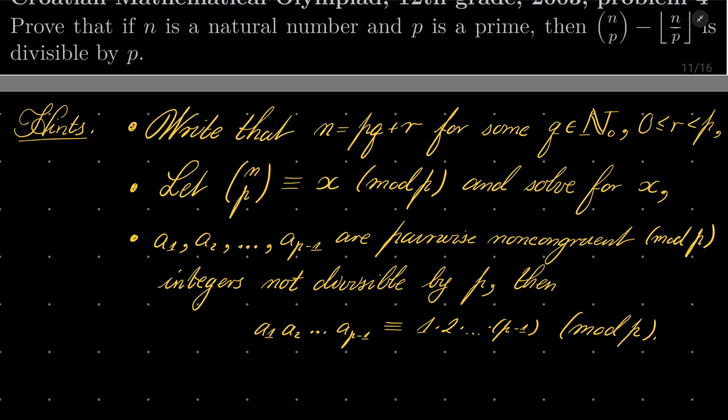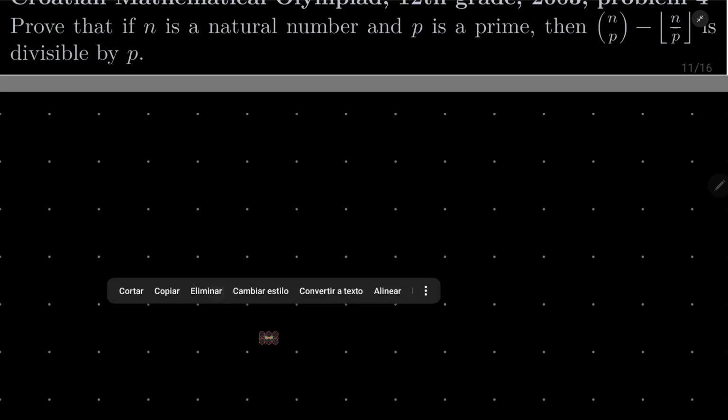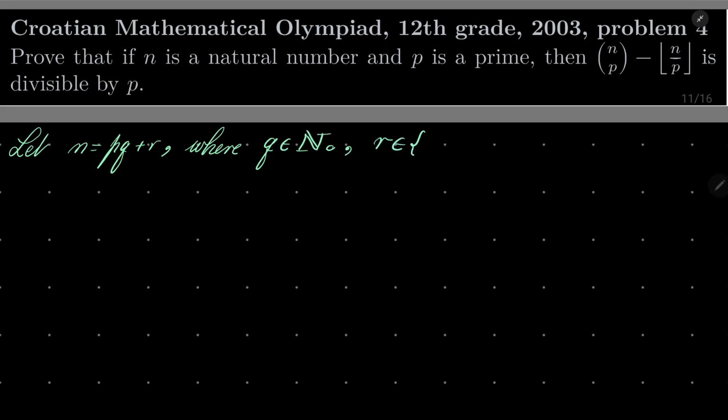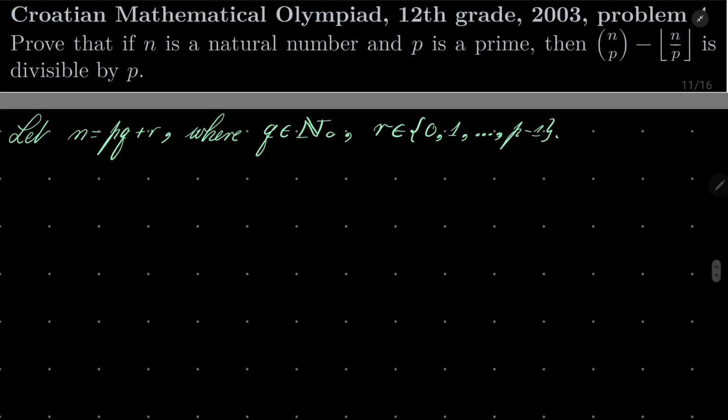So give this problem a try, and I will see you in just a minute. Okay, so here's my solution. As I suggested, let n be equal to pq plus r, where q is a natural number and r is from 0 to p minus 1. What now? Maybe we'll first evaluate the floor. Floor of n over p is just q plus r over p, but r over p is less than 1 and q is an integer, so this floor is obviously just q.